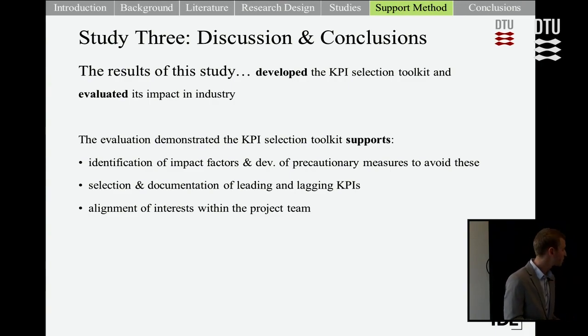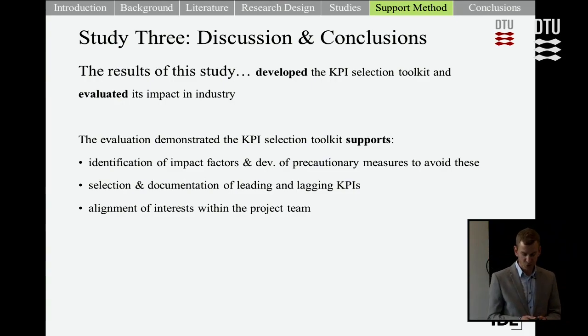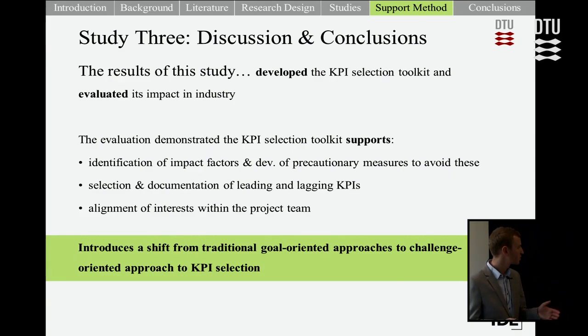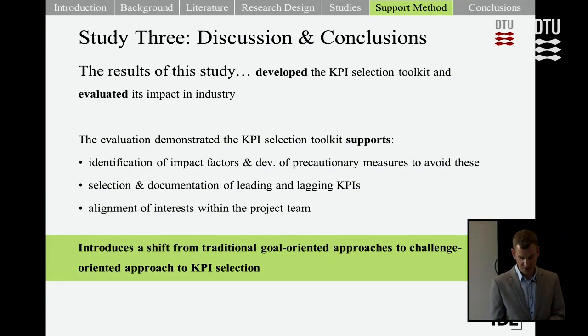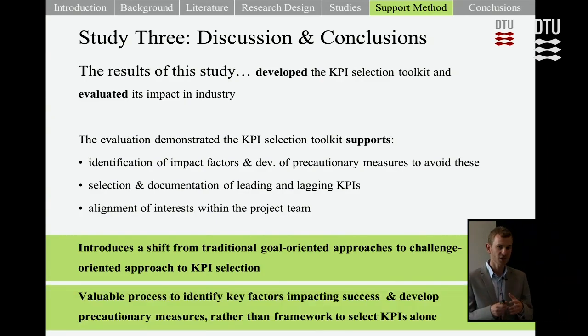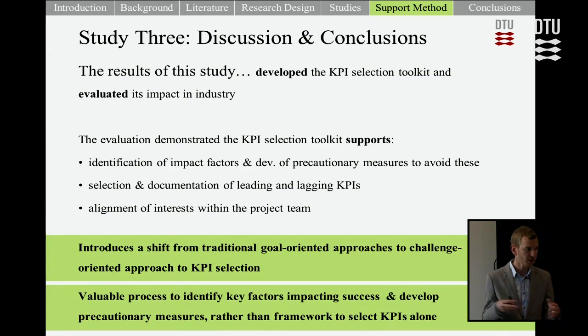And also it supported the selection and documentation of leading and lagging KPIs, and furthermore supported the alignment of interests within the project team. So the KPI toolkit introduces a shift from this traditional goal-orientated approach to performance measurement by including a challenge-orientated approach to the selection of KPIs. And also we see that the process is not just valuable for selecting KPIs, but it's also a valuable process to identify key factors and create this common vision within the team from the outset.